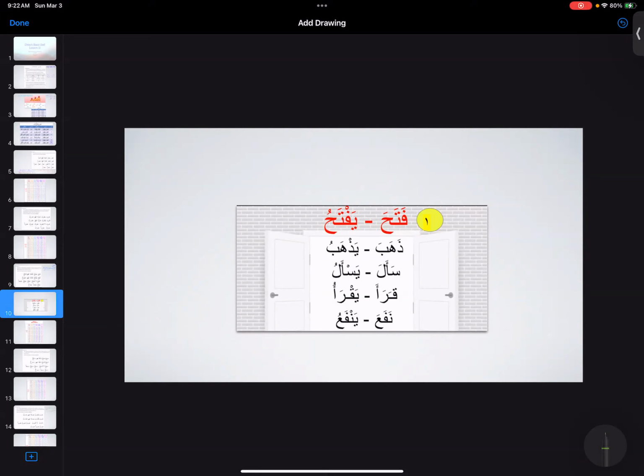Zahaba yazhabu zahaban, it says zihaban, not zahibun. Okay, see, there is no set pattern for anything over here for the masdar.